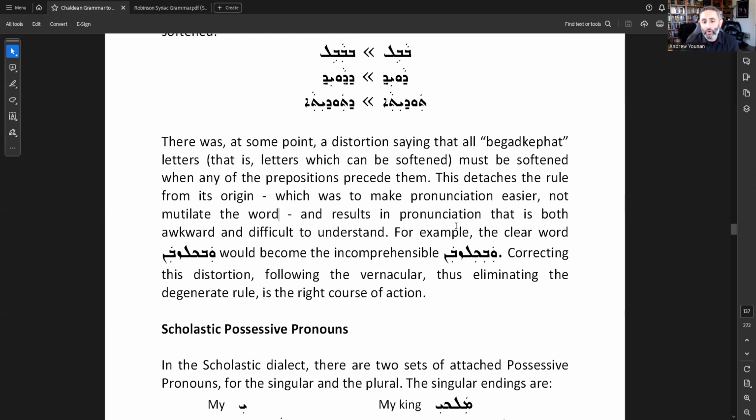For example, the very clear phrase, if you know any Chaldean or Assyrian dialect, if you want to say "and at all times." So "and" is wa, "at" or "in" is b, kul is "all." Zwan is a shortened version of zona. You already know the vocabulary word zona. So: "and at all times, and at every time." Wab kol zwan. You understand it. Wab kol zwan. But if you apply this rule, you've got to soften all this.